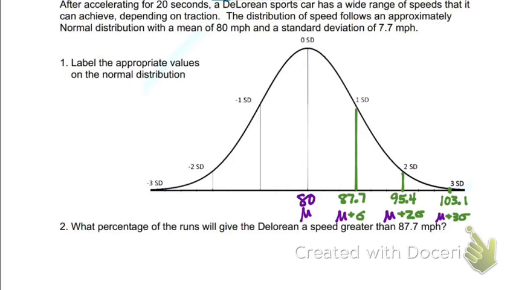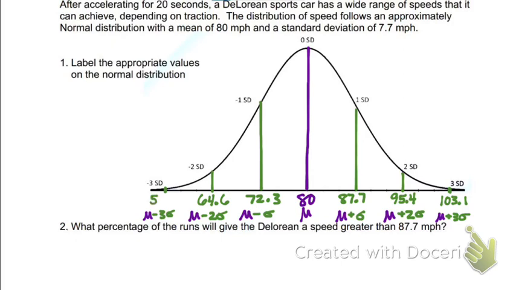Let's go to the left-hand side now, and we're going to do some subtraction here. So off to the left, I have to take my mean, and I'm going to subtract 1 standard deviation. 72.3. 2 standard deviations. I'm taking my mean and subtracting the standard deviation twice. 64.6. And then for the 3rd standard deviation, which is way over here, mean minus 3 standard deviations. 56.9.